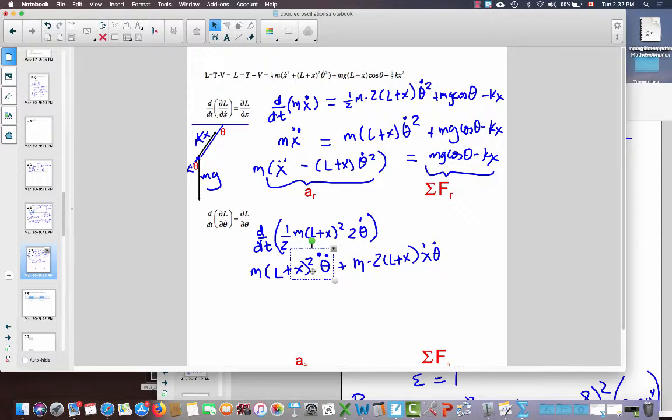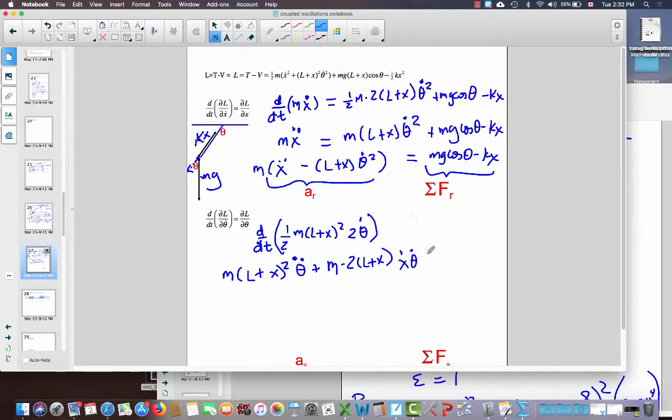Okay, that completes the left side of Lagrange's equation, and now we need to work on the right side, which is the partial of L with respect to theta. Now theta only appears here, so that's pretty easy to do. It's just the derivative of cos theta with respect to theta. And the derivative of cosine is minus sine, and so we get that term right there. That's not going to change, but I'm just going to factor out an m here.